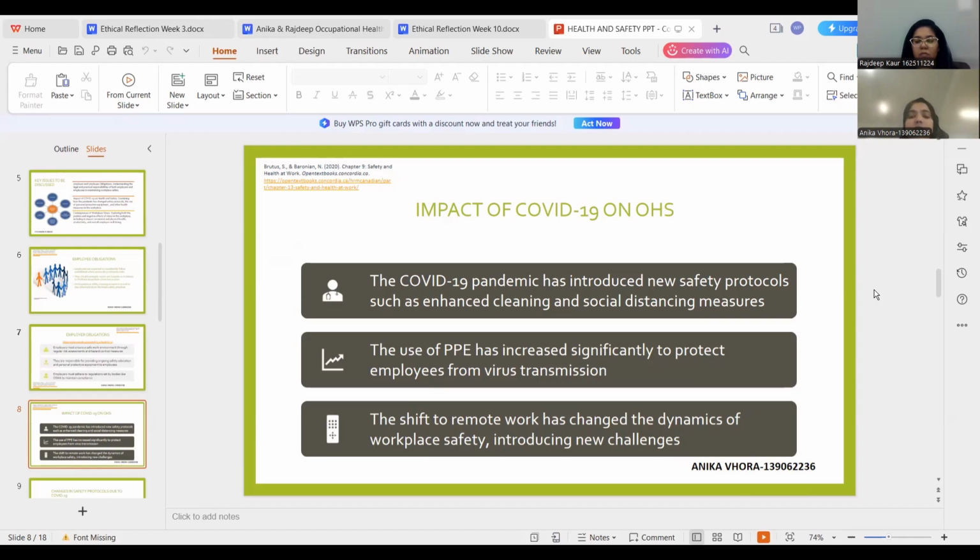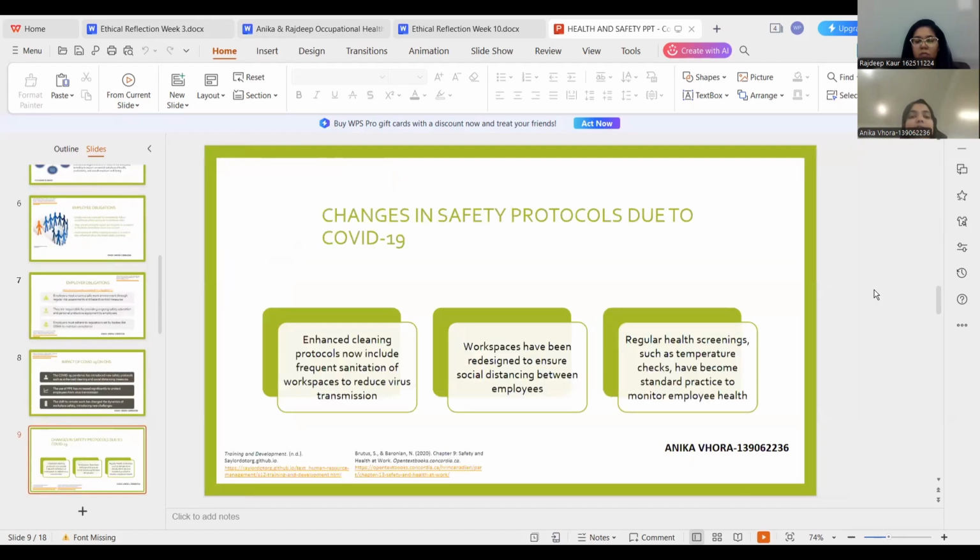Another slide will be on the same topic, COVID-19: changes in safety protocols due to COVID-19. First of all, due to COVID-19, we have seen several changes in safety protocols. Enhanced cleaning and sanitation of workspace to reduce virus transmission. Second, workplaces have been redesigned to ensure social distancing between employees, which is really important, for example when wearing the PPE kit.